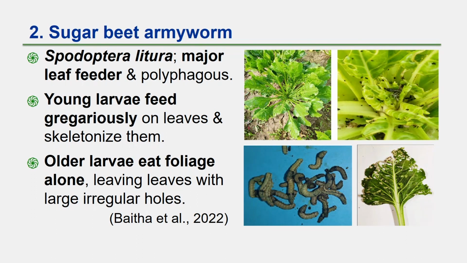Sugar beet army worm, Spodoptera litura, major leaf feeder and polyphagous, means it can attack many other plants also. Young larvae feed gregariously. Gregariously means it is feeding in group on leaves and skeletonize them. Older larvae eat foliage alone, leaving leaves with large irregular holes. You can see number of holes are made by this insect on the leaves, and these are called army worm because normally they attack in groups.